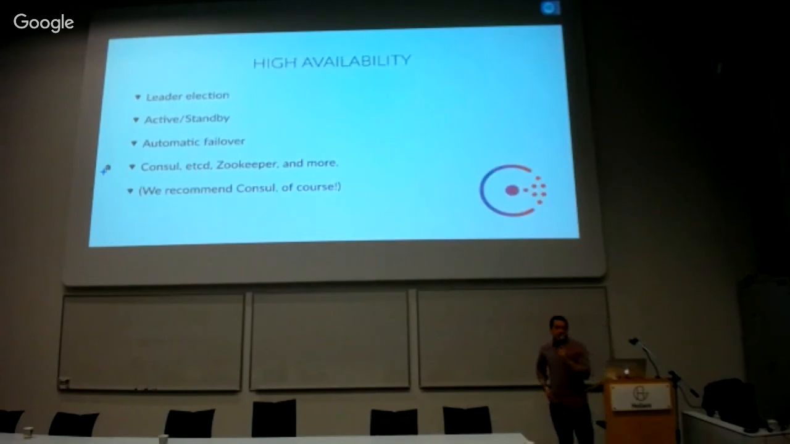And then it's highly available. So Vault is a leader elected system. You run a bunch of them in parallel. One is the leader. If one goes down, another one comes back up. You just run it behind a load balancer. It's all HTTP.